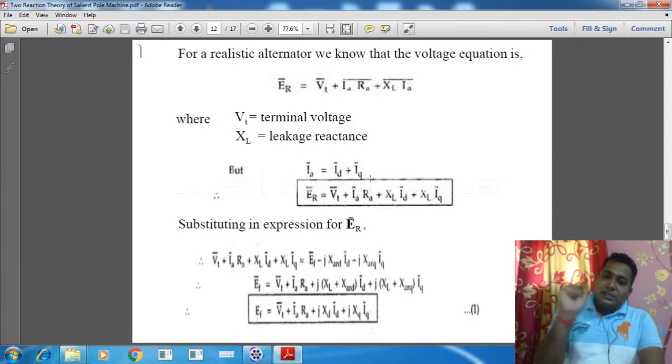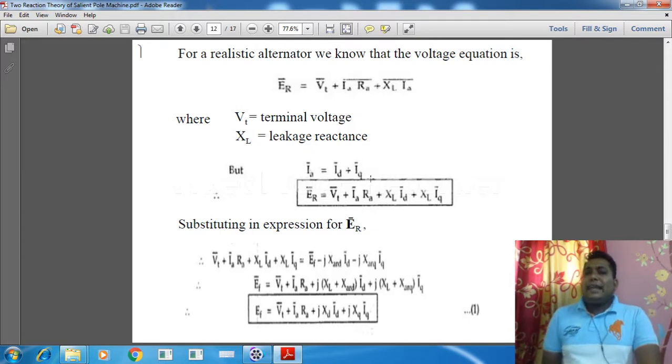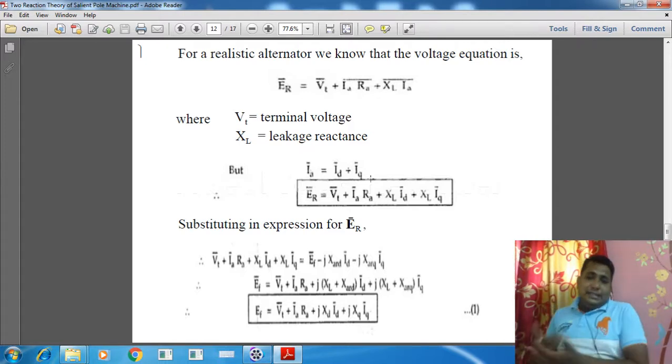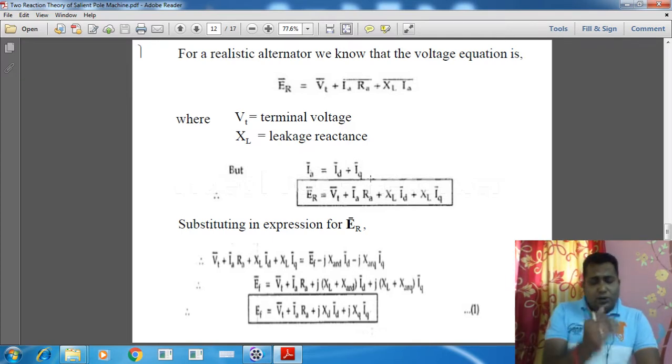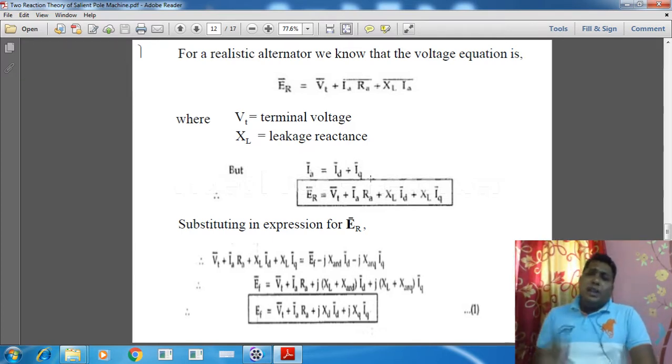When you are practicing at home, you first take the concept, why it has two components. Then you have to think about how it changes step by step from the MMF to flux to the EMF equation. Everything I have written over there, step by step you just practice in your copy. It will be very easy to remember and to understand.